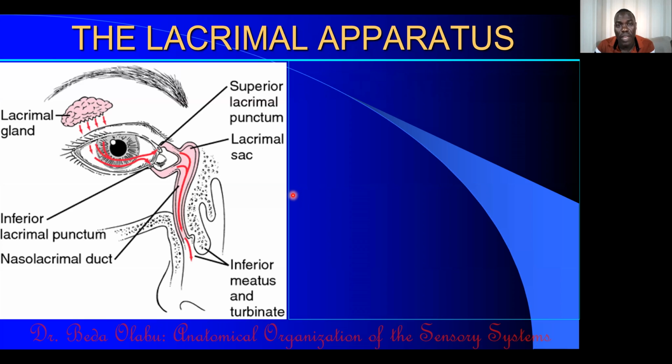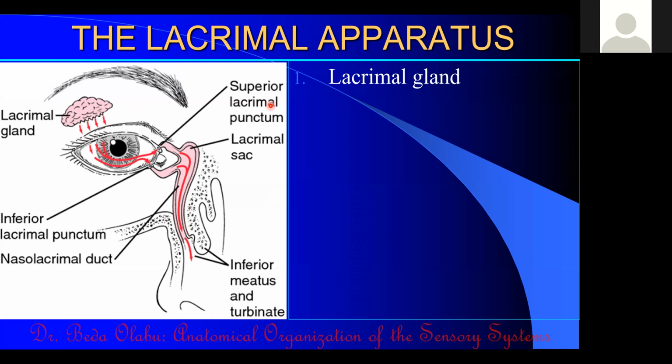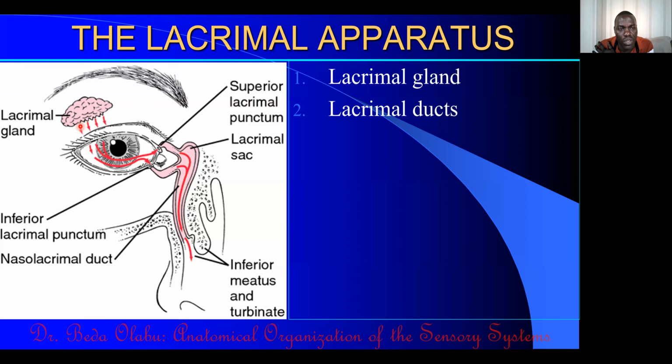Let's finish with the lacrimal apparatus. So the lacrimal apparatus refers to the path of the tears. Tears are produced by the lacrimal gland. The lacrimal gland occupies the upper outer quadrant of the orbit. The upper outer quadrant of the orbit. From there, the lacrimal gland produces tears, which go to some small ducts, which we call lacrimal ducts.